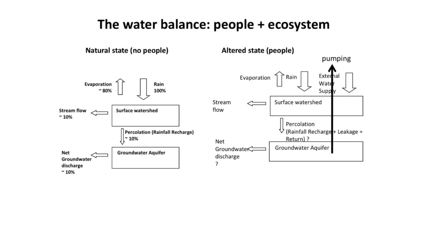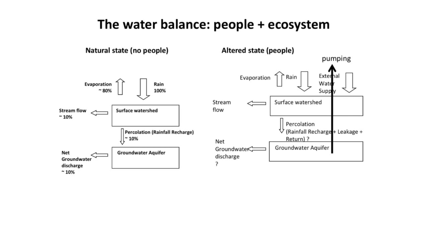Right. Now let's bring in the people. So first off, there is rainfall and there is external water supply. Remember, this arrow is 1700 million liters a day and this is 1400 million liters a day.